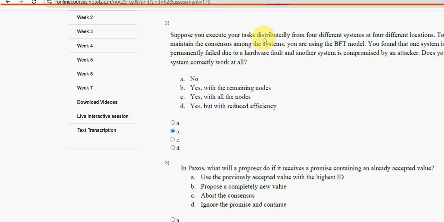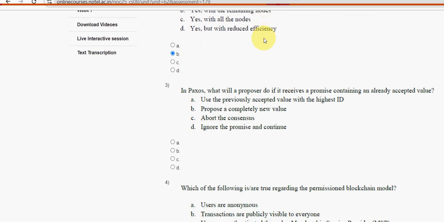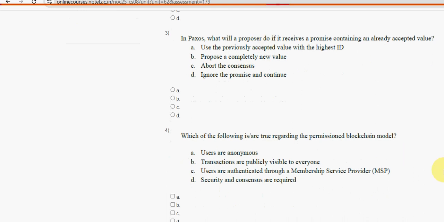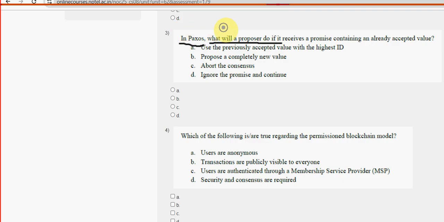Next, third one. In Paxos, what will a proposer do if it receives a promise containing an already accepted value? For the third question, option A is the probable solution, guys. Use the previously accepted value with the highest ID.